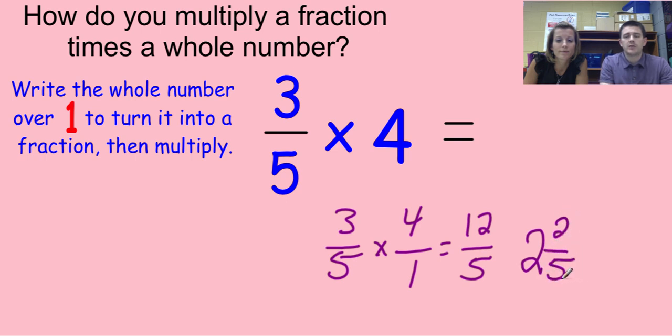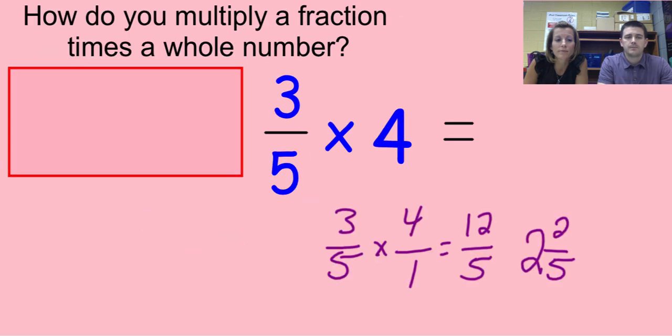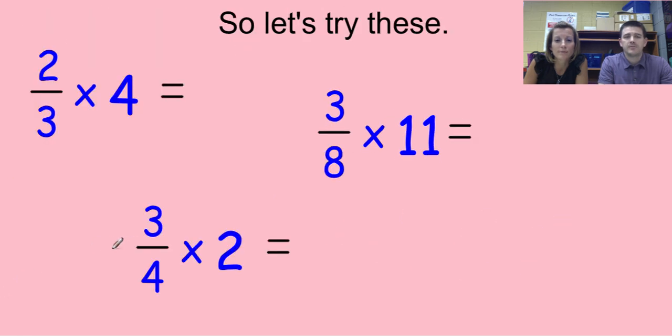So we get a final answer of 2 and 2/5. So we turn that whole number into a fraction by writing it over 1, so we can go ahead and multiply. Press pause, make sure you got that down. All right, 3 more examples. Let's make sure we have these down with the whole numbers.